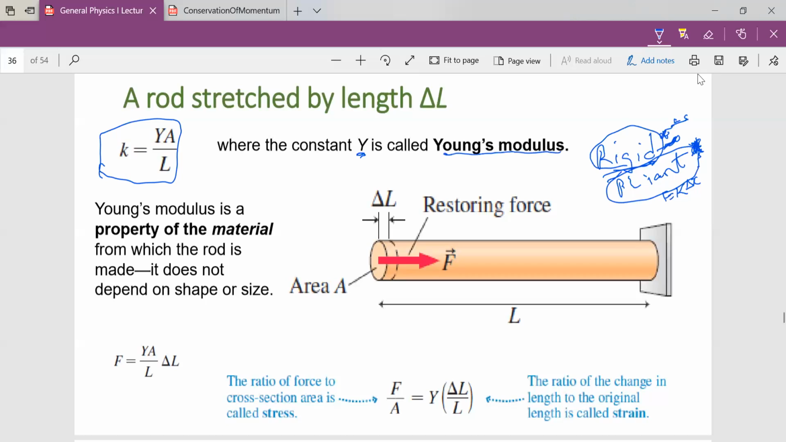where Y is called the Young's modulus. And what is Young's modulus? It is actually the property of a material, such as the rod. So that means the property of that material that makes it easily stretch or compress. So from the rod, the Young modulus does not depend on the shape or size. It actually speaks about that inherent property of that material, its ability to stretch and compress.